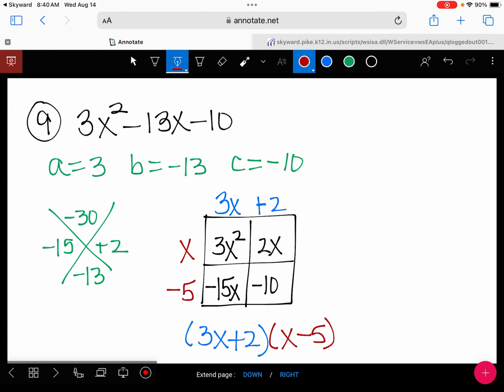Who had that? And it doesn't matter if you had the x minus, oops. It doesn't matter if you wrote the x minus 5 first. As long as you have these two, it is correct. Yes. Oh, I thought you had your hand up. No? Oh, okay. All right.